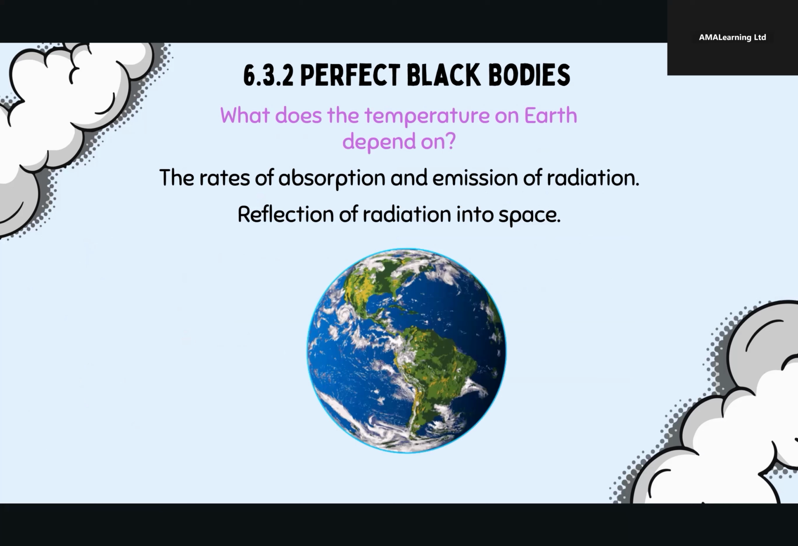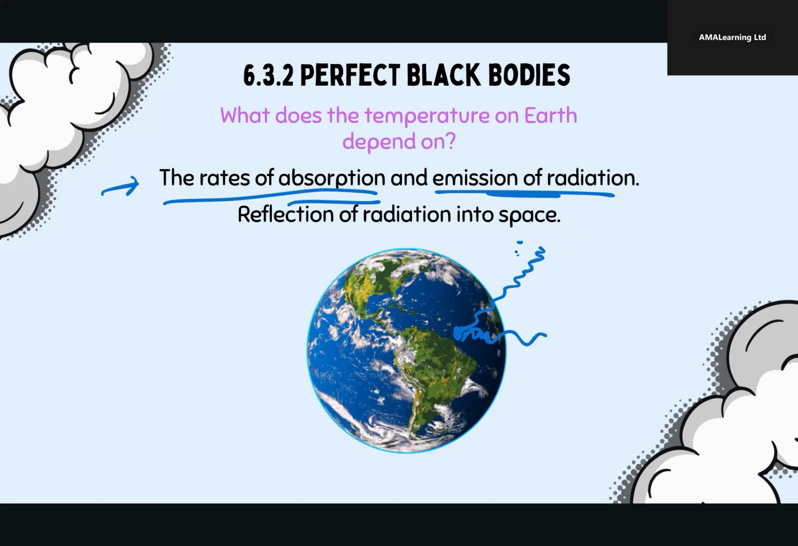So what does the temperature on Earth depend on? The rates of absorption and emission of radiation. So that means like we just did in chemistry, if you look at topic 9 in chemistry, you have long wavelengths. So you have radiation come from space that's a short wavelength. When it hits the surface of the Earth, it's absorbed, then it's re-emitted, but as a longer wavelength.